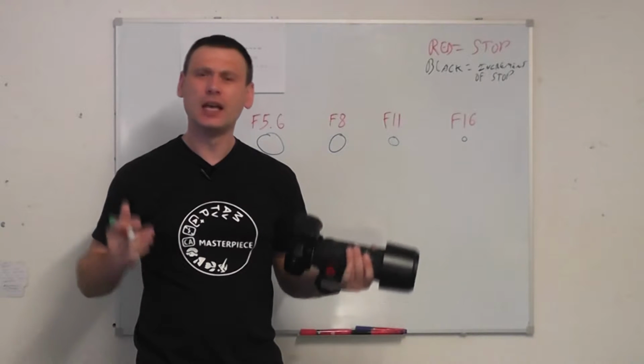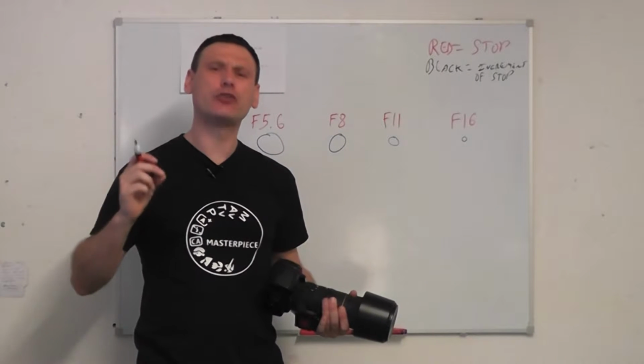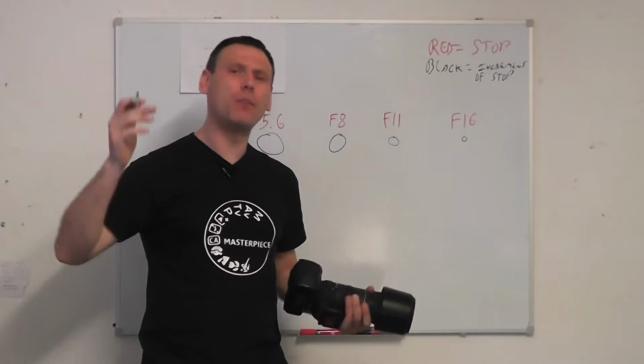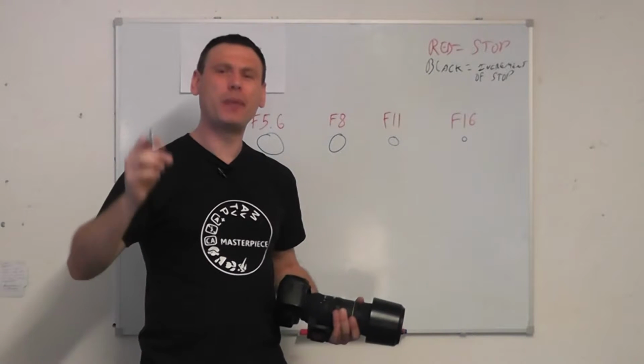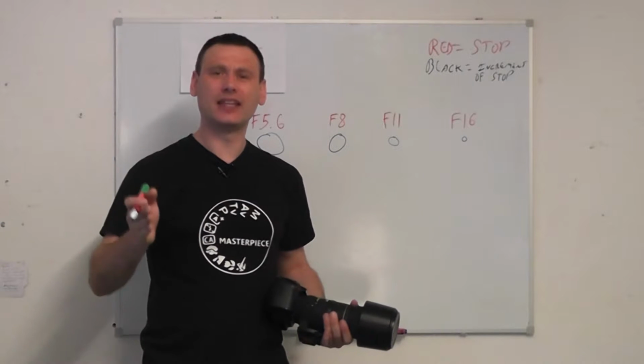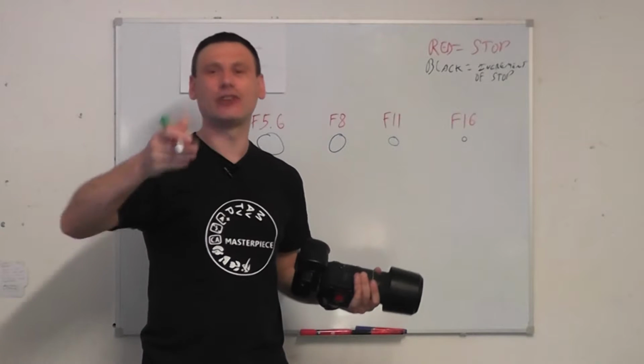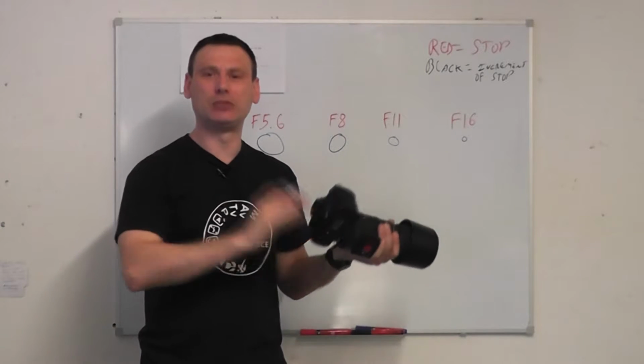I'm Strober and today we're going to be talking about increments of stops within aperture. Now you should know by now that a stop in photography will either double the amount of light hitting the camera sensor or it will decrease the amount of light hitting your camera sensor.